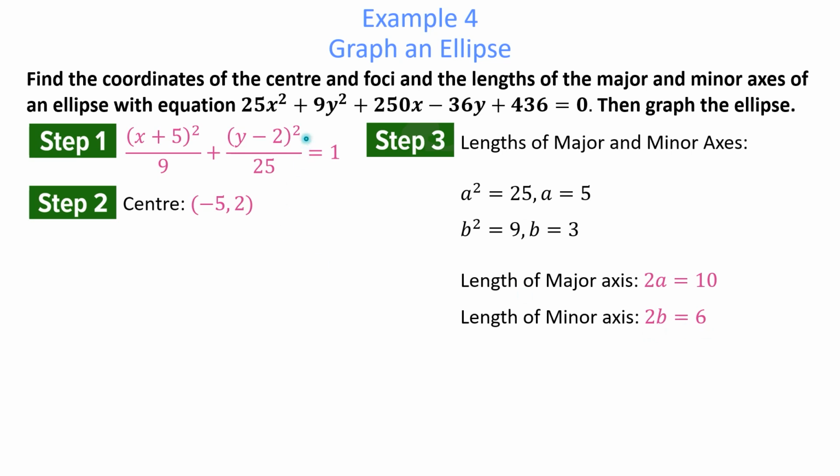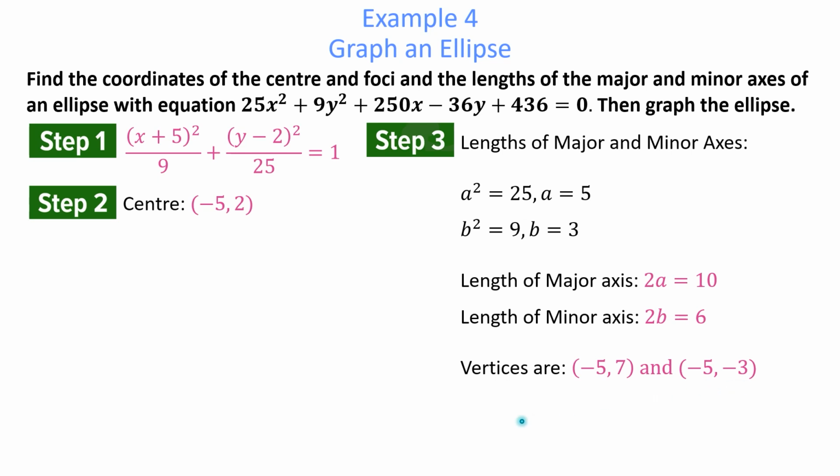Now, because this is a vertical ellipse, to find out the vertices, what we need to do is add 5 units, so a equals 5 units, onto the y coordinate and subtract 5 units from the y coordinate. So if we add 5 units to the y coordinate over here, we get the coordinates minus 5 and 7. If we subtract 5 units from the 2 over here, we get minus 5, minus 3.